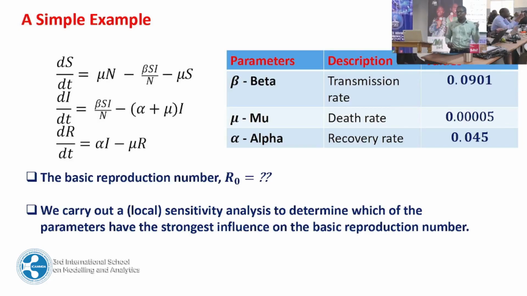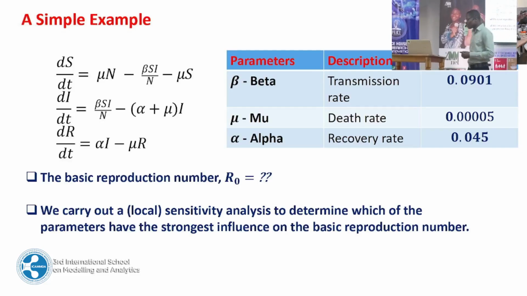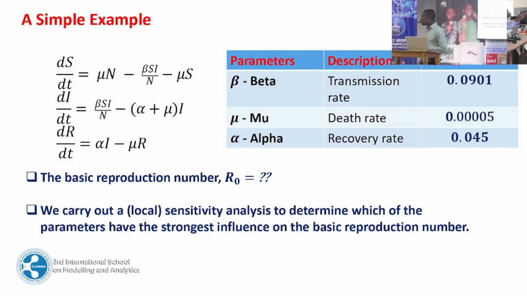What type of incidence function do we have here? Is it mass action, or standard? Dr. Abidemi took us through the types of incidence functions. So this is standard incidence. If it's mass action, we won't have the denominator n there. Is that clear? So this is standard incidence.